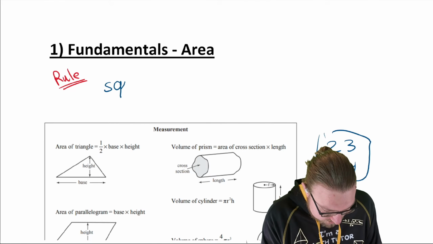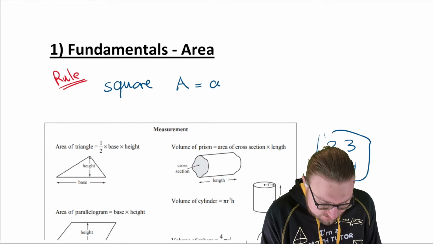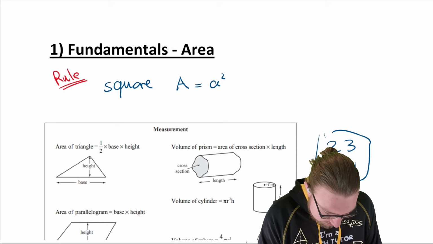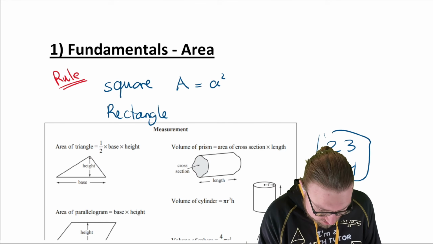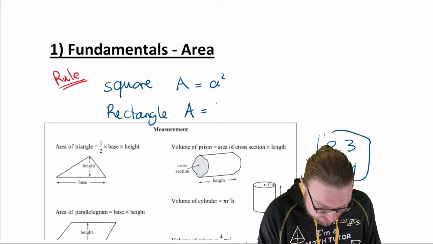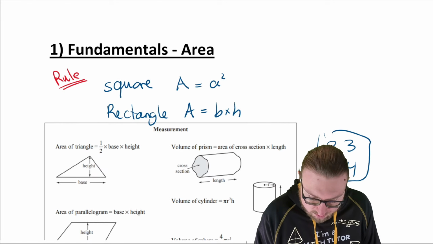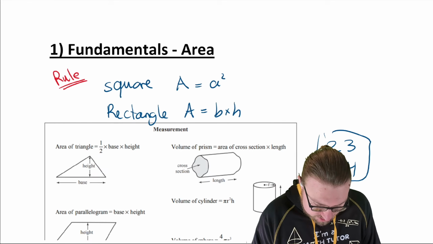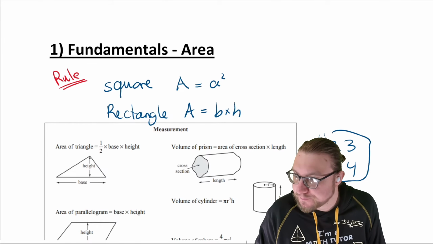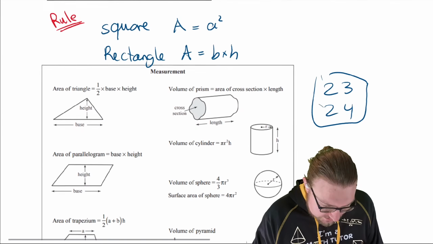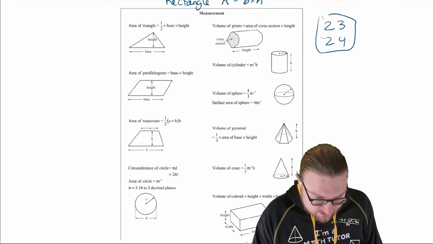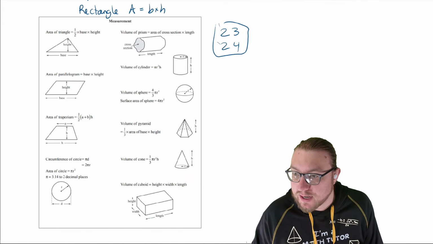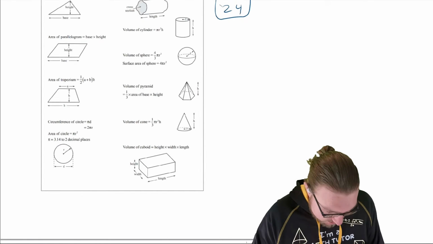So for a square, the area formula is squaring one side. And for a rectangle, which is assumed that you know, the area is base times height or length times width, whatever you want to call it, one side times the other. These are the two formulas that you need to remember by heart, but everything else you can look at the formula sheet.